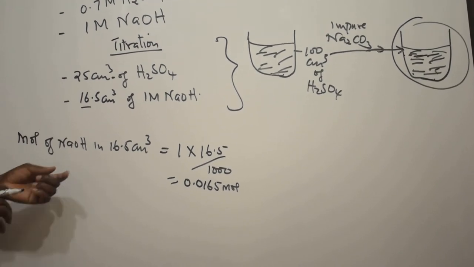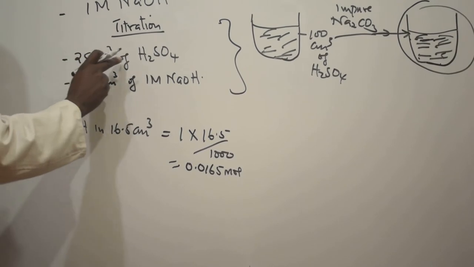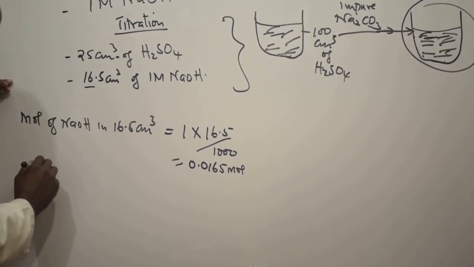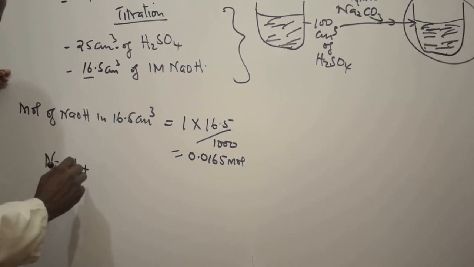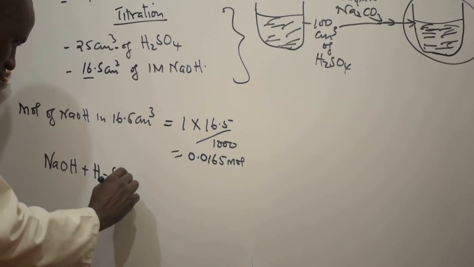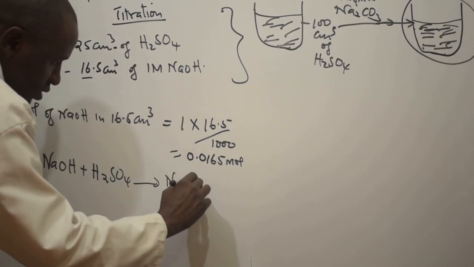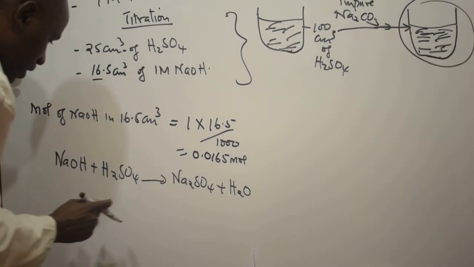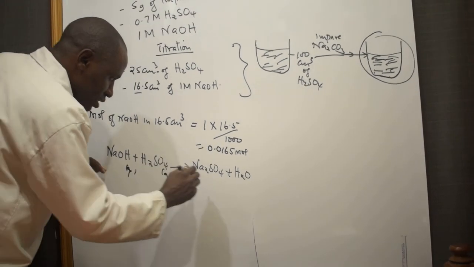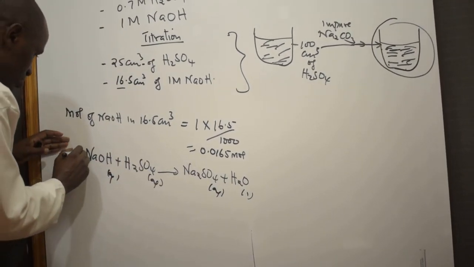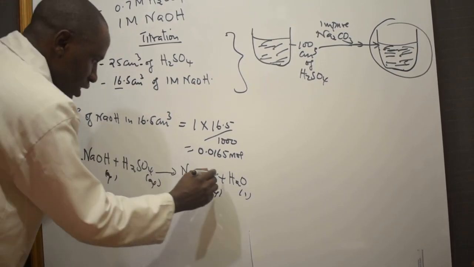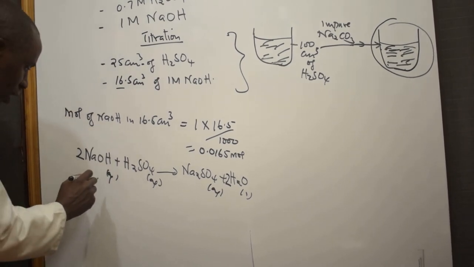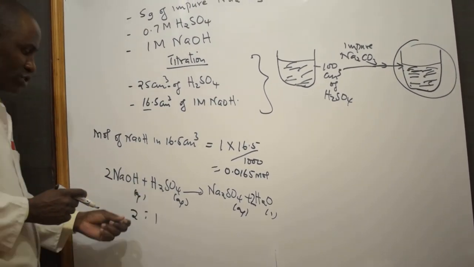Now, how do I work out the moles in 25 cubic centimeters of sulfuric acid? I can work this out by having an equation. So I'm going to have my sodium hydroxide reacting with the sulfuric acid, forming sodium sulfate plus water. This is the reaction that we get. Now, trying to balance this equation, you realize I'll have two here, because there are two sodiums, and the hydrogens are four, so we put a two on the water, and it balances. Therefore, this tells us the reacting mole ratio of sodium hydroxide to sulfuric acid is 2:1.